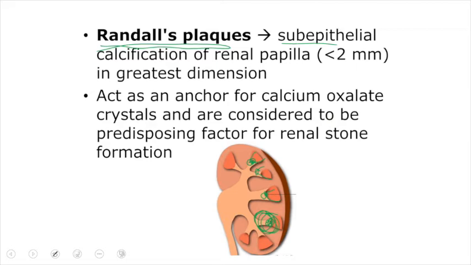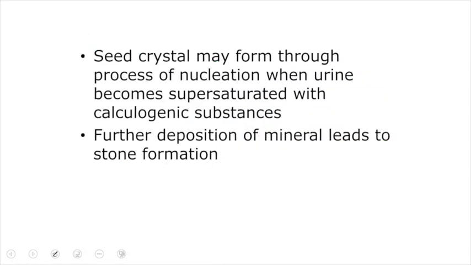Randall plaques are subepithelial calcifications of the renal papilla. It is usually less than 2 mm in its greatest dimension. Around this Randall plaque there will be deposition of calcium oxalate stone, hence it will act as an anchor for the calcium oxalate stone. Calcium oxalate will precipitate as crystals, and that will lead to renal stone formation. Randall plaque forms as a crystal through the process of nucleation when the urine becomes supersaturated with calcinogenic substances.